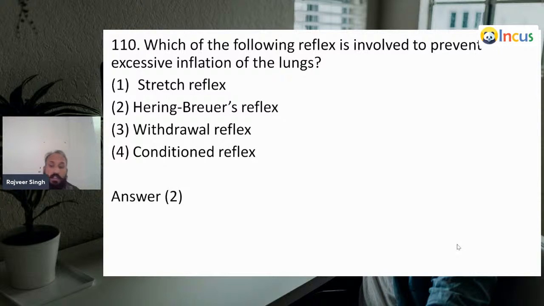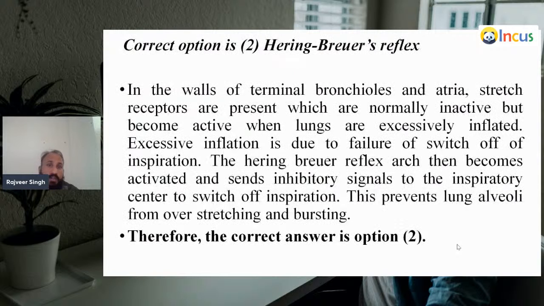Then the next question is about which of the following reflexes is involved to prevent excessive inflation of the lungs: stretch reflex, Hering-Breuer reflex, withdrawal reflex, and conditioned reflex. The answer will be the Hering-Breuer reflex. So now let me talk about the Hering-Breuer reflex.